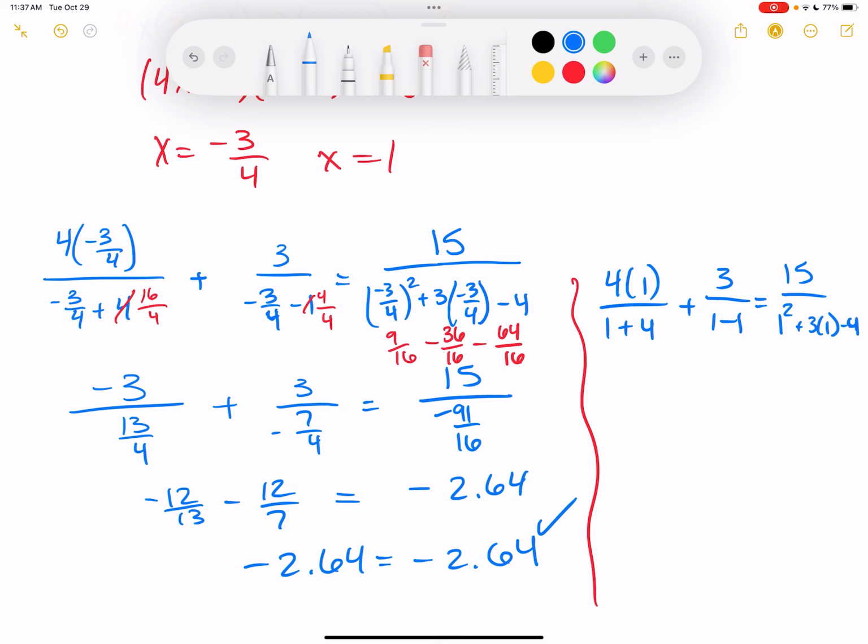What do you notice? Undefined. Yeah, the denominator for the 3 is undefined. So this one is extraneous. So the only one that works is this one.